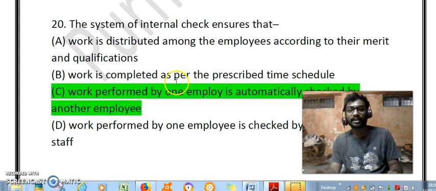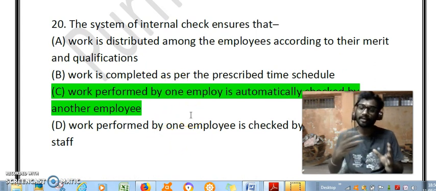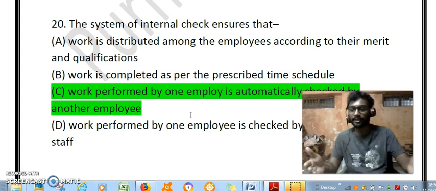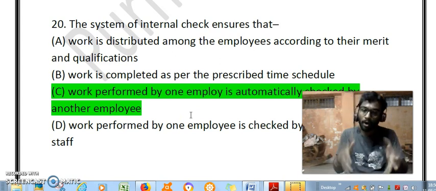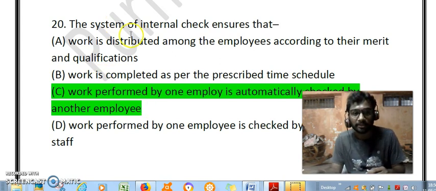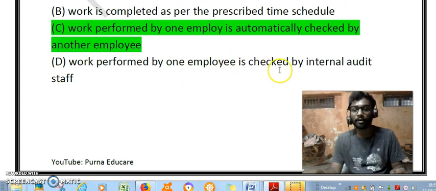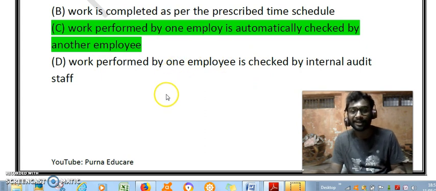The system of internal check ensures that. What does internal check speak about? Internal check speaks about whatever work is done by one employee being checked by another employee in order to avoid errors at the initial stage itself. Work is distributed among the employees according to their merit and qualifications. No. Work is completed as per prescribed time schedules. No. Work performed by one employee is automatically checked by another employee. Work performed by one employee is checked by the internal audit staff. No. Option C, work performed by one employee is automatically checked by another employee. I hope you clearly understood, right?